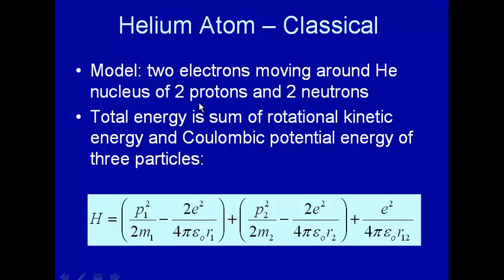Well, let's see if we can describe this classically. Okay, so our system is, we have a helium nucleus. It has a +2 charge. And then around this, we have 2 electrons with a negative charge. And these electrons can move independently around the helium nucleus. So we have 3 particles to keep track of.